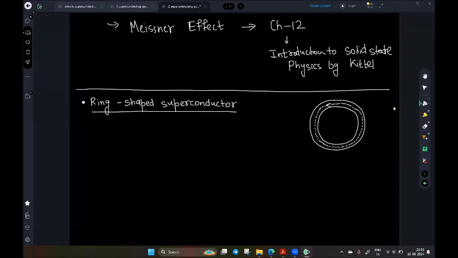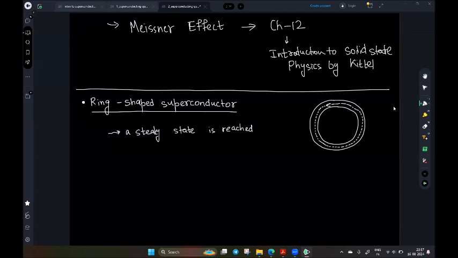I ended the last video by talking about the Meissner effect in superconductors, and to begin this video I'm going to talk about a superconductor that is in the shape of a ring. So what we basically do is we apply a magnetic field and we use induction to initiate a current in the ring, and then we wait until the current has stabilized. What does it mean for the current to be stabilized? It essentially means that a steady state has been reached.